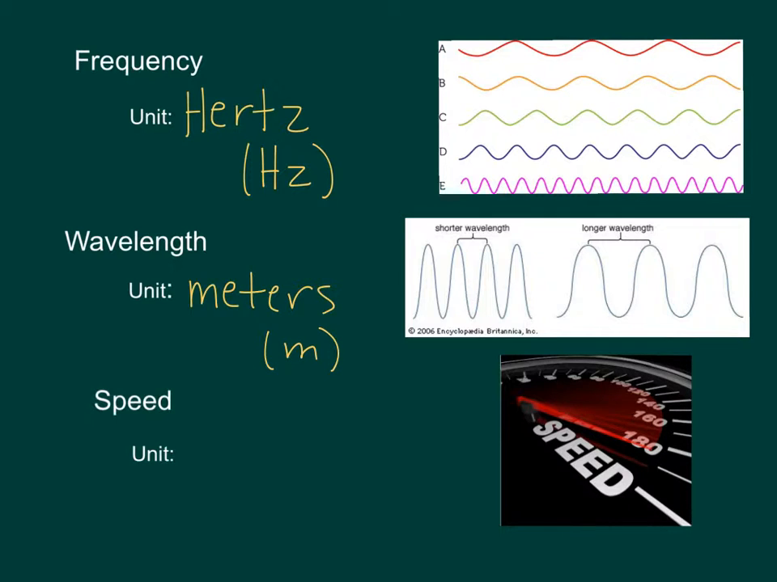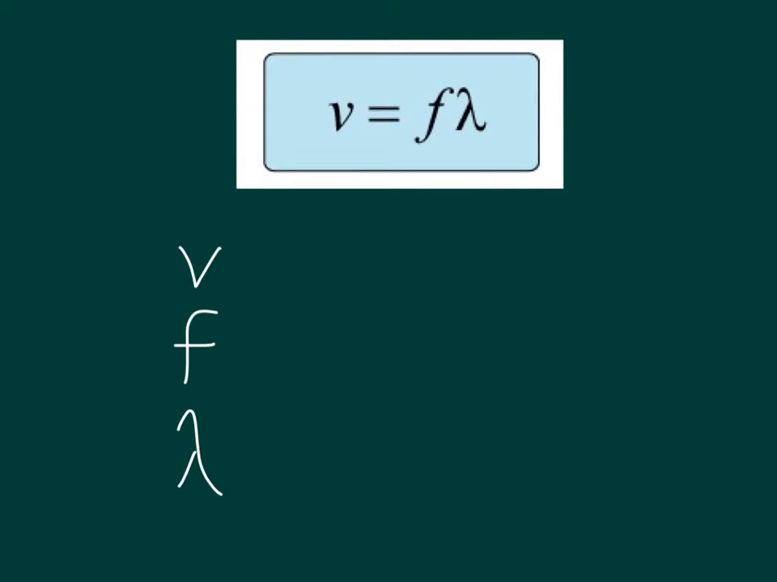And lastly, we're talking about speed. Speed is pretty simple. It's just the velocity or the speed at which a wave is moving. So speed is measured, just like we measured velocity in the past, in meters per second, or abbreviated m per s. The formula for the speed of a wave is speed equals frequency times the wavelength.